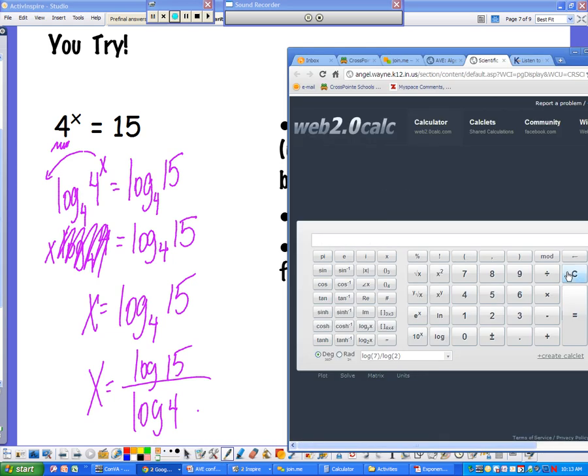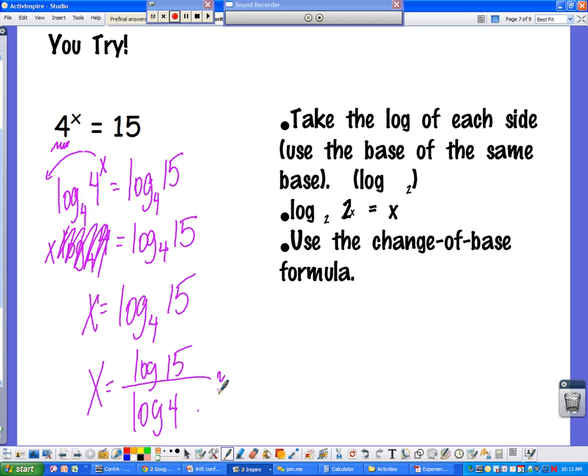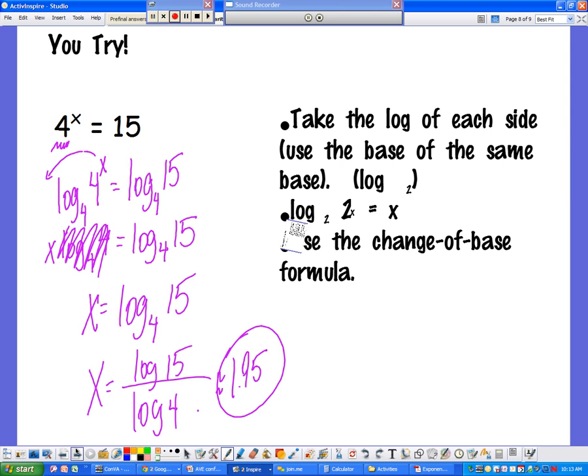So we do log 15 divided by log 4. And let it calculate. And we get an answer of 1.95. And I'm putting little squiggly lines in there because those lines actually mean that they're approximately 1.95. All right, a couple more examples for us to go over.